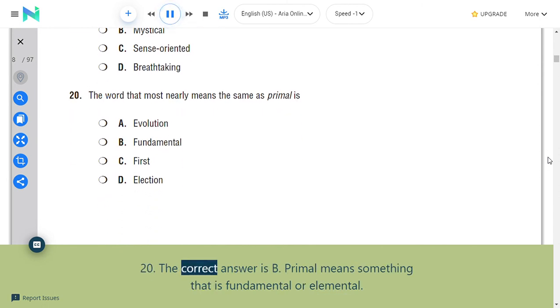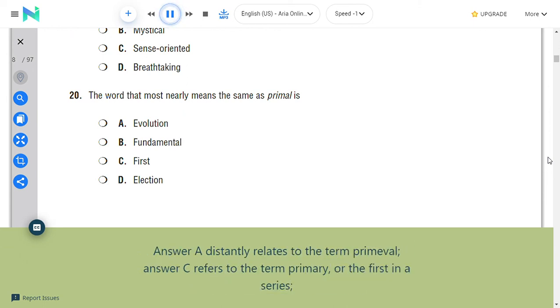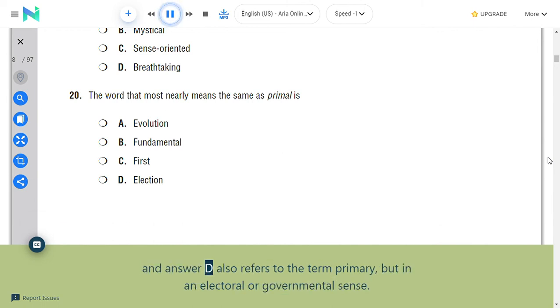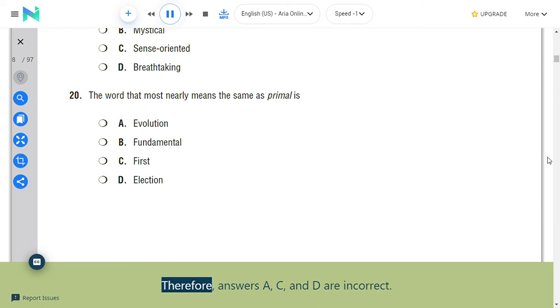20. The correct answer is B. Primal means something that is fundamental or elemental. Answer A distantly relates to the term primeval. Answer C refers to the term primary, or the first in a series, and answer D also refers to the term primary, but in an electoral or governmental sense. Therefore, answers A, C, and D are incorrect.